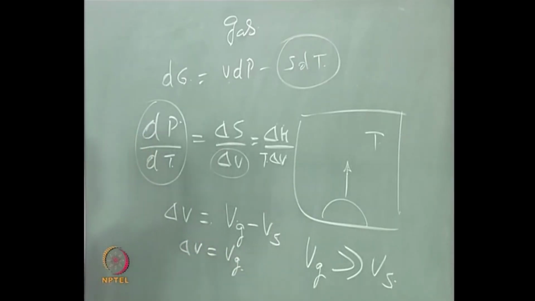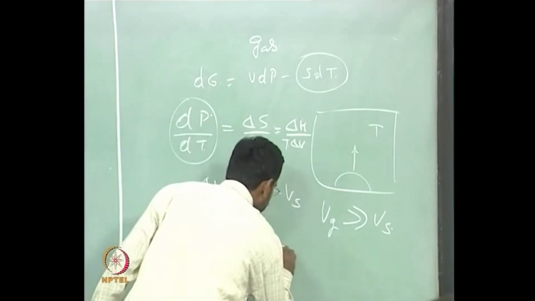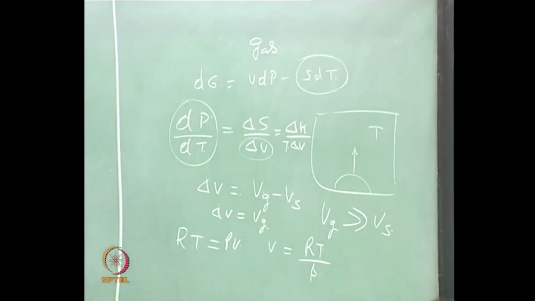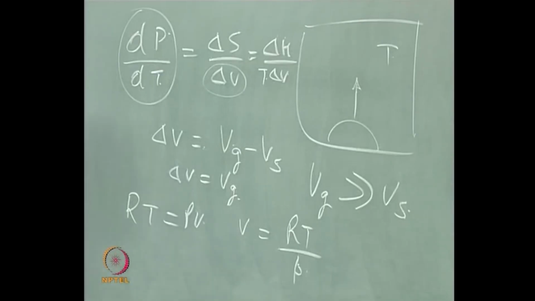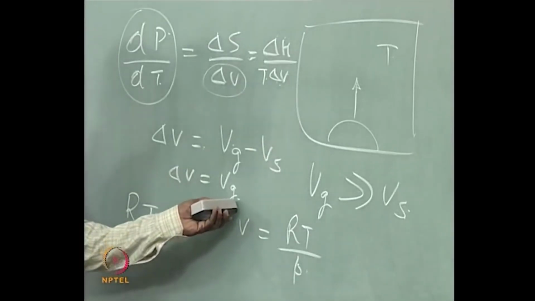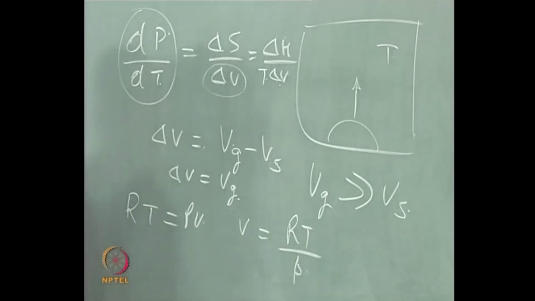So, when we assume that this is much larger than this, delta V can actually be taken as almost V of the gas, and when there is a gas, we can always use the ideal gas equation where we can write PV equal to RT. So, we can write that V is actually RT by P, am I right. In principle, delta V can be written as V of the gas, and V of the gas can be written as RT by P.